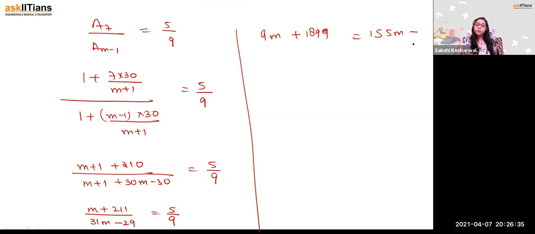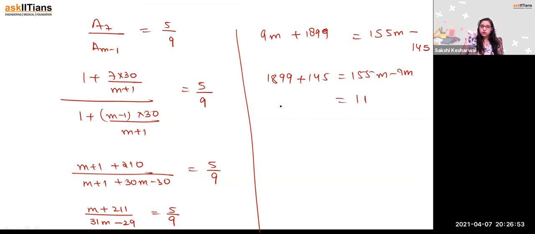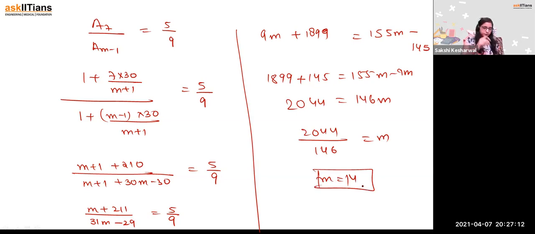It will be like what, beta? 145, right? It will be 145. Now you just need to solve it, right? So 1899 minus this minus, it will become what? 145 is equal to 155m minus 9m, which is equal to what, beta? 146m is equal to, just add it up. So it is 2044 is equal to 146m. 2044 divided by 146 is equal to m is equal to 40. That's what it is. Now solve it and just see, this is your answer.